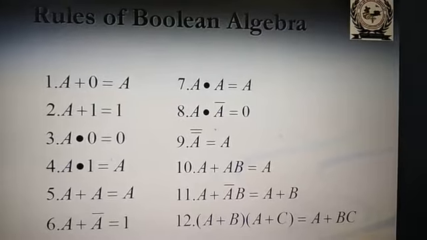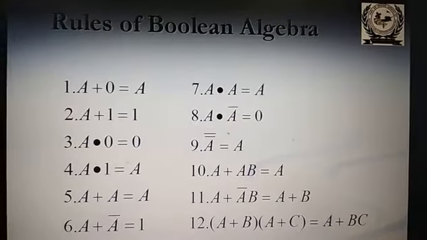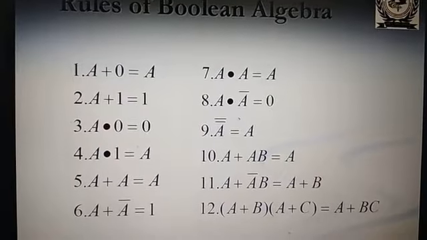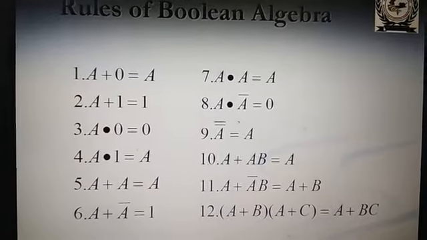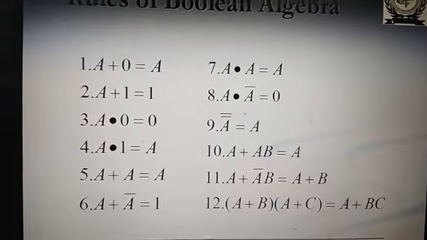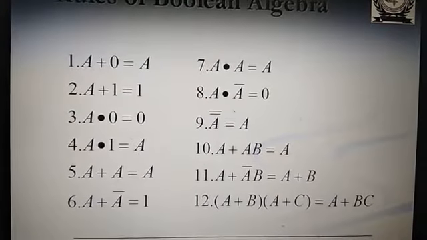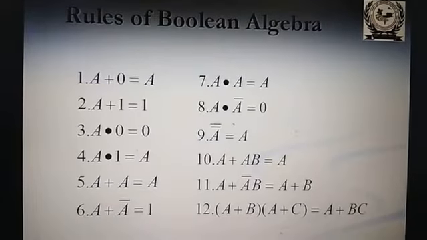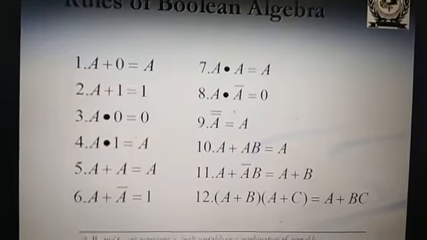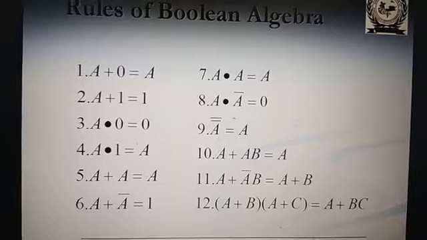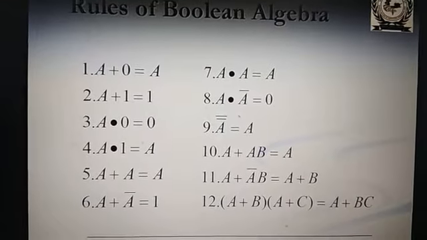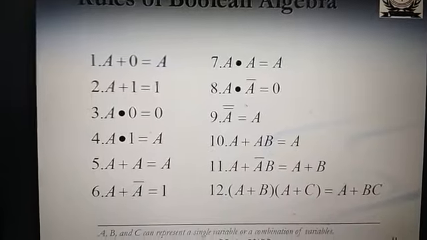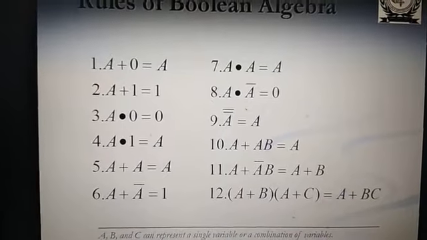Then A plus A bar B is equal to A plus B. Then in one bracket you write A plus B, into, in another bracket, A plus C. This is ending up in 2 brackets, A plus B multiplied with A plus C. Logical multiplication. Then you will get A plus B C. A plus B into C. That is A plus B ANDed with C.